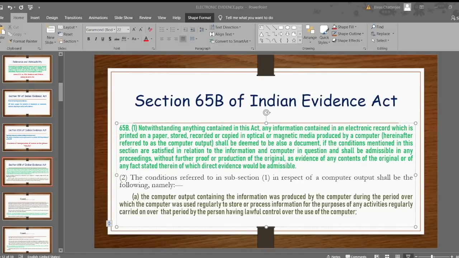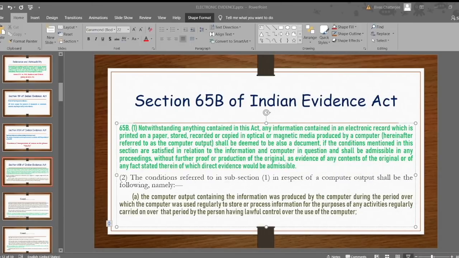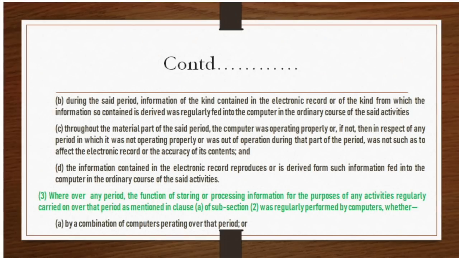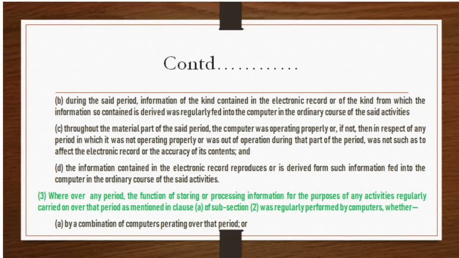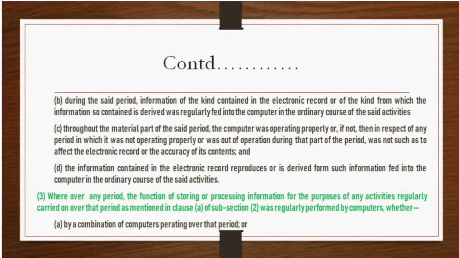So it is coming from the computer, and this para number 1 is actually tagging the evidence with the computer from which it has been downloaded, and that computer was throughout the time under the custody and dominion of a person who has lawful control over the use of the computer. Subsection B: during the said period, information of that kind contained in the electronic record, or of the kind from which the information so contained is derived, was regularly fed into the computer in the ordinary course of the said activities. This type of evidence is regularly fed in.